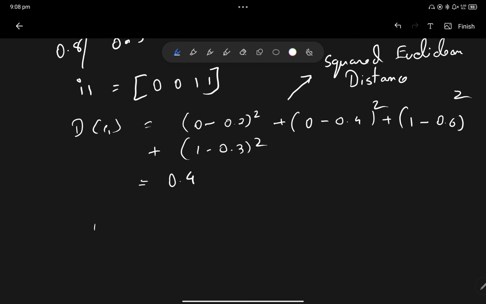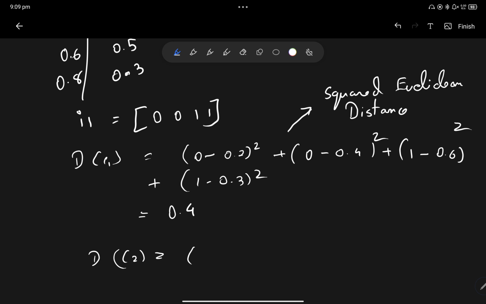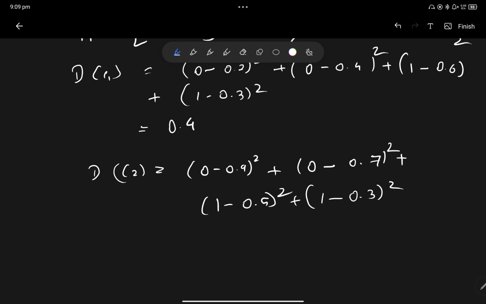Then again we need to calculate for C2, right? So 0 minus 0.9, I'm writing it down here. 0 minus 0.9 whole square, plus 0 minus 0.7 whole square, plus 1 minus 0.5 whole square, plus 1 minus 0.3 whole square. So the answer that we'll be getting is 2.04.